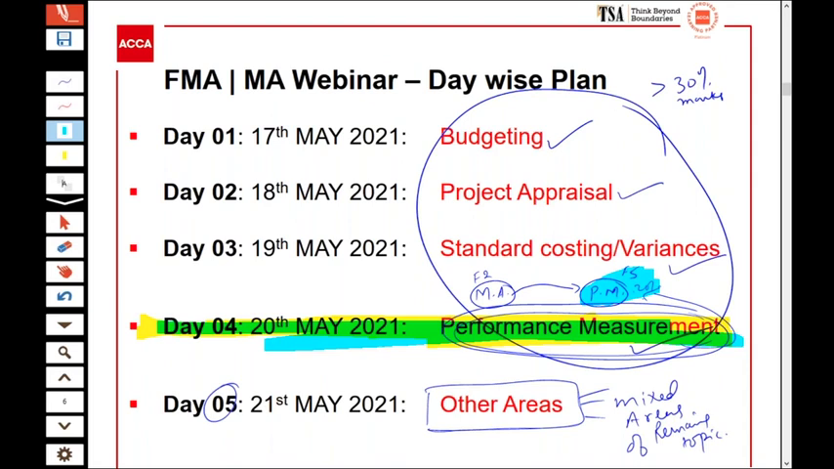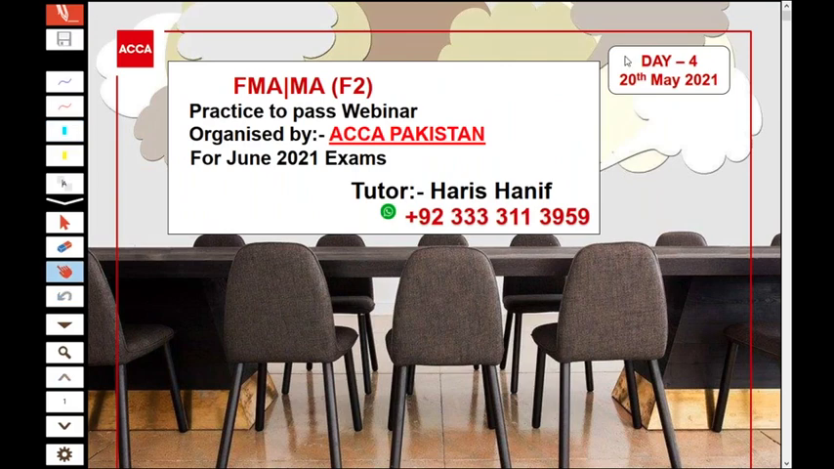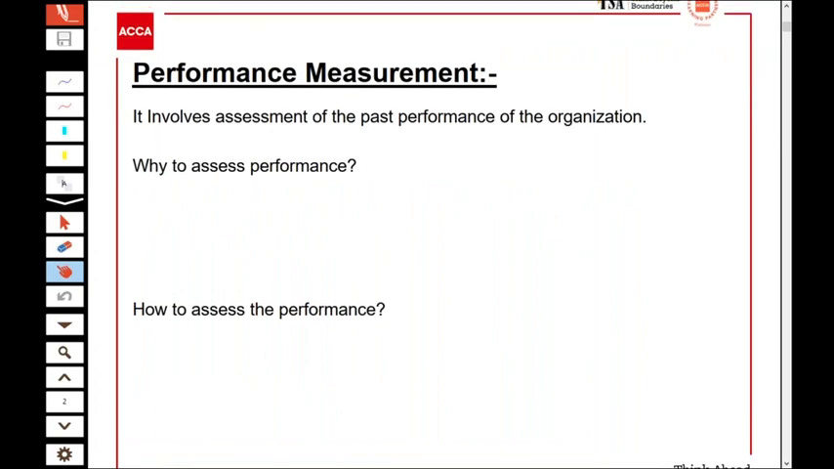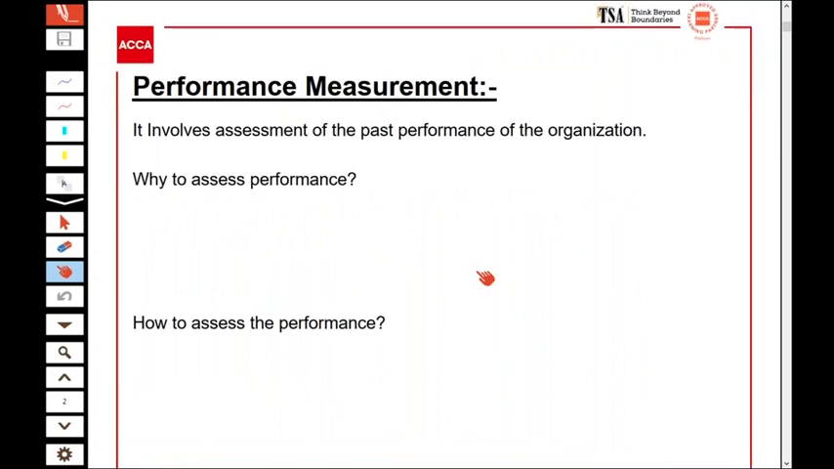So it was a very brief introduction about the agenda which we are going to cover today, that is performance measurement. Now let's move on to the topical slides. This is day 4, 20th May, and let's start. This is the performance measurement section, and now I am going to start it.